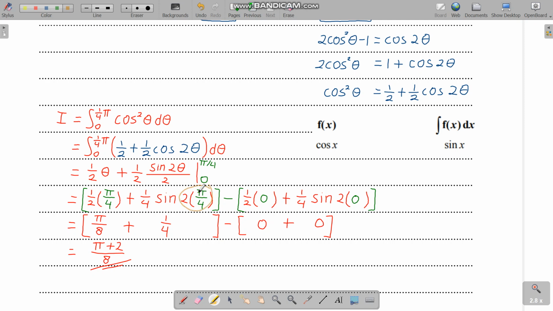Sine pi over 2 is sine 90 degrees, so it's 1. Just use your calculator here, you get 1. And for this, sine 0 in the calculator is 0, so the final answer is this here. Or you can combine the fractions. This is actually 2 over 8, so pi plus 2 all over 8. Alright, I'll see you again next time.